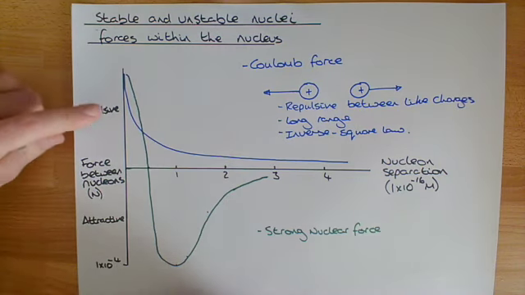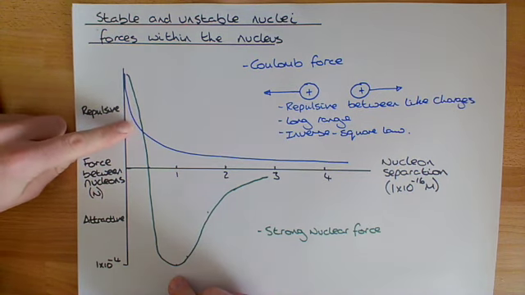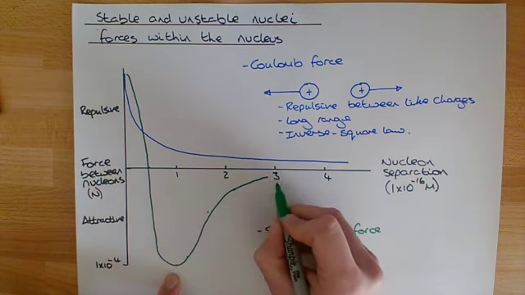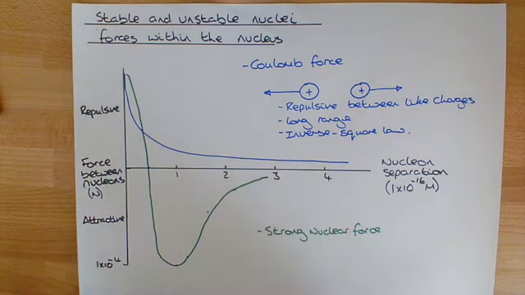But you can see that there is a component of it which can be repulsive, and it is repulsive above 0.5 femtometers, or 0.5 times 10 to the minus 16 meters. And as we go closer to 1 times 10 to the minus 16 meters, that force becomes very strongly attractive. But as we move up towards 3 times 10 to the minus 16 meters, that force is virtually 0. So it's a very, very short range force.